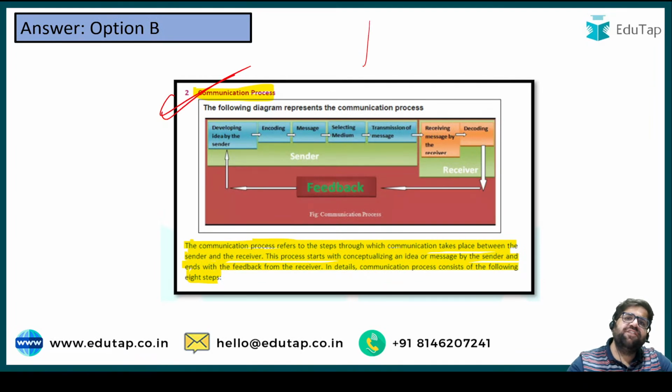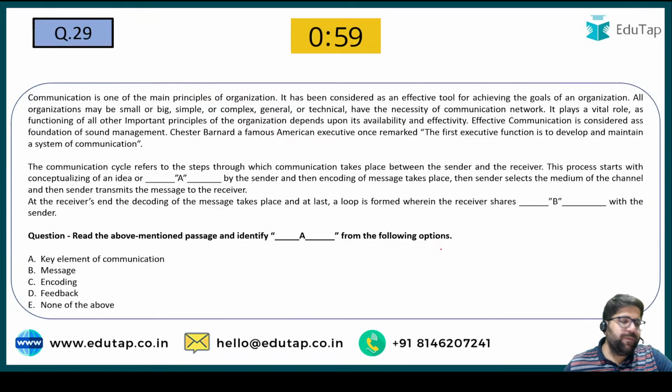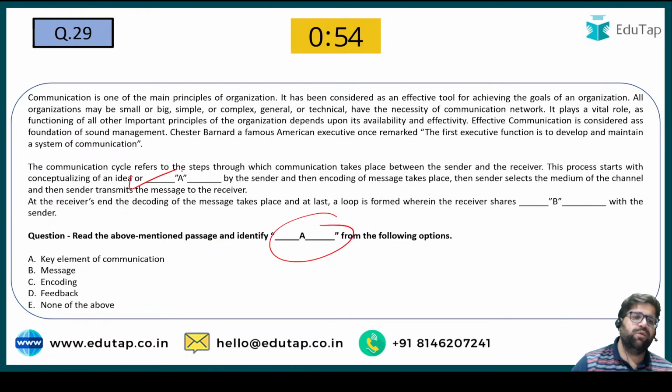And this is the picture which has been clearly given in your course as well, showing what the communication process is all about, how different components are there under the communication process, and how you can use it to achieve organizational effectiveness. Question number 29 says that you have to identify this component A from this particular program. This passage says that the communication cycle refers to the steps through which communication takes place between the sender and receiver. This process starts with the conceptualizing of an idea, which is also known as the message. The first and foremost step in the communication process is the message. So that's why the correct answer here will be option B.